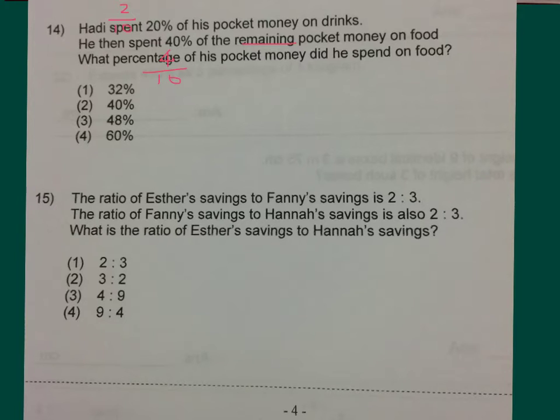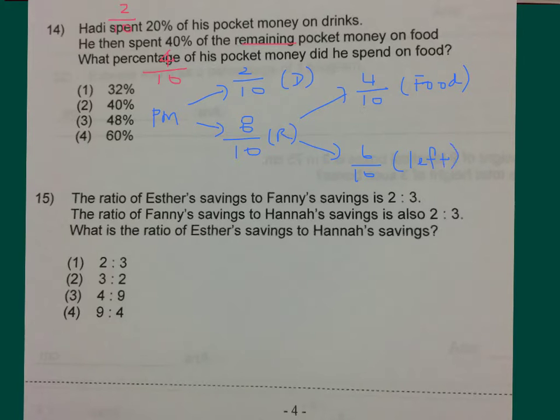So at first, I have pocket money. 2 over 10 I spend on drinks. I would be left with 8 over 10. This is my remainder. I spent 40% on food, so I'll spend another 4 over 10 here on food, and I'll be left with 6 over 10 with what I have left.